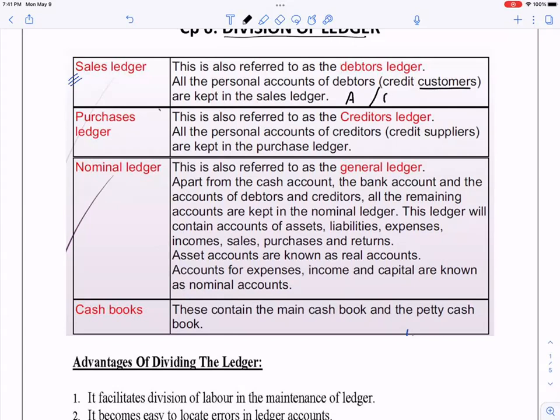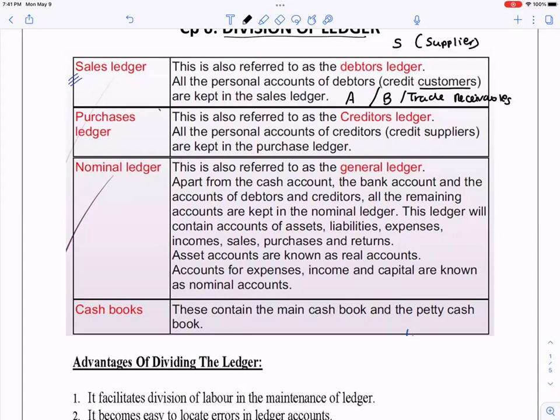If B is your customer, then B's account will come in which ledger? Sales ledger. Trade receivables account will come in which ledger? Sales ledger. Trade receivables are your customers, right? Yeah. If S is your customer, his account will come in which ledger? Sales ledger. If S is your supplier, then his account will come in which ledger?